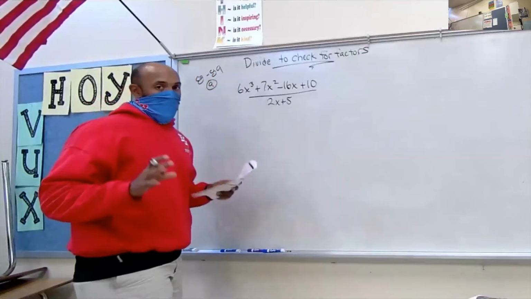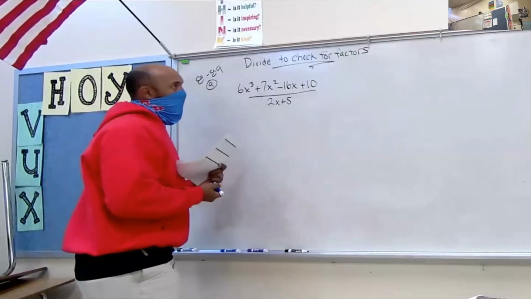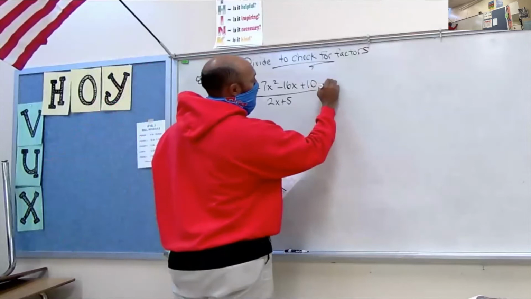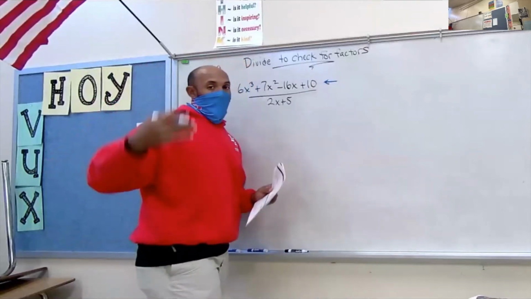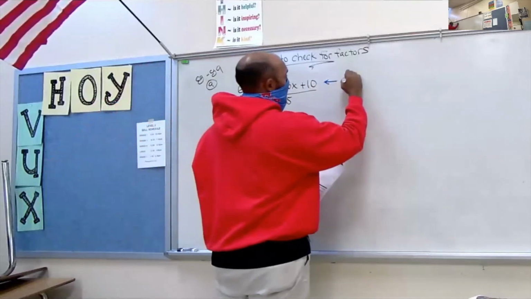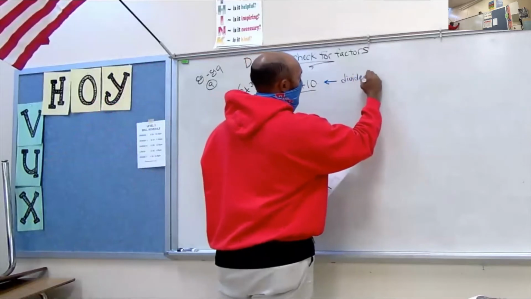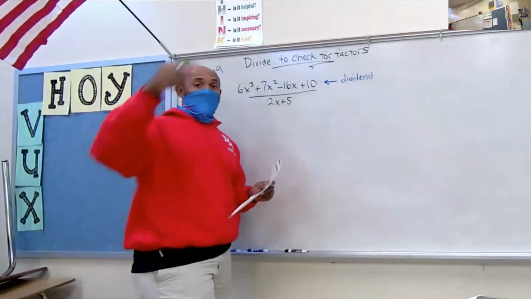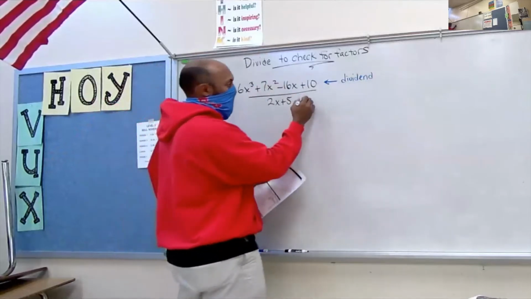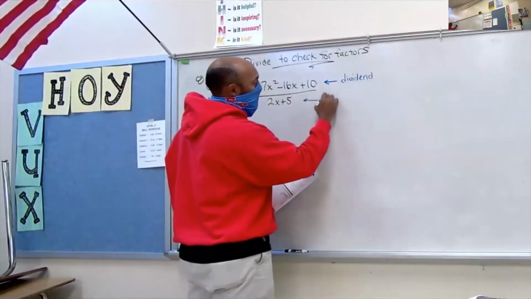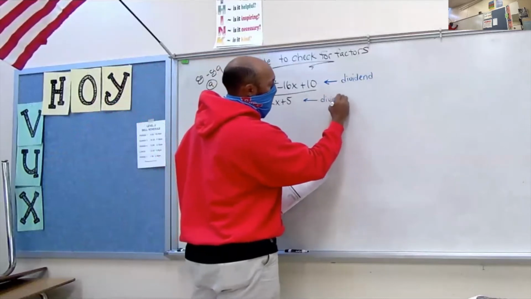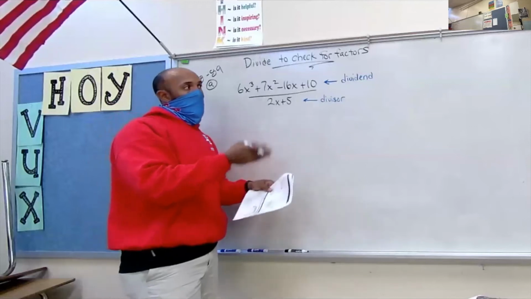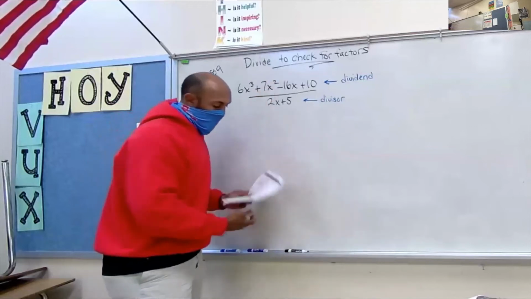Now, just so that we're speaking the same language, when we divide something, the number or the part that's being divided is called the dividend. Okay, so that's the dividend. The part that you're dividing into that number or expression, in this case, that is called the divisor. So the part you're dividing into it, that's the divisor. The dividend is the part that's being divided.